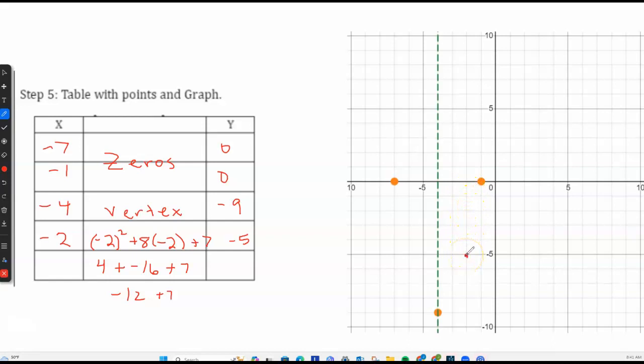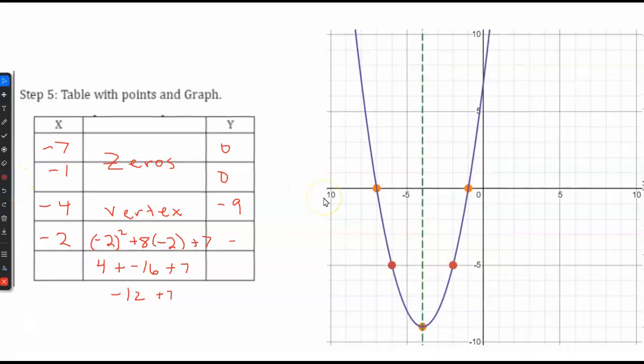So now we can graph that dot. And a mirror image for that dot: 1, 2 to get to the line, and 1, 2 to get to the other side of the line. So now we have enough to make our graph. It should look something like that. The red dots there are the new ones we just found. The orange dots are the zeros that we already had. And the bottom dot is called the vertex. We already had that one. So there's our graph.